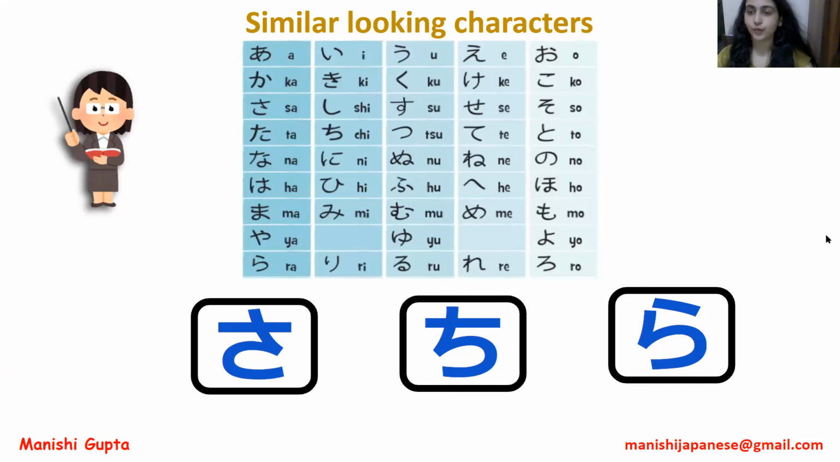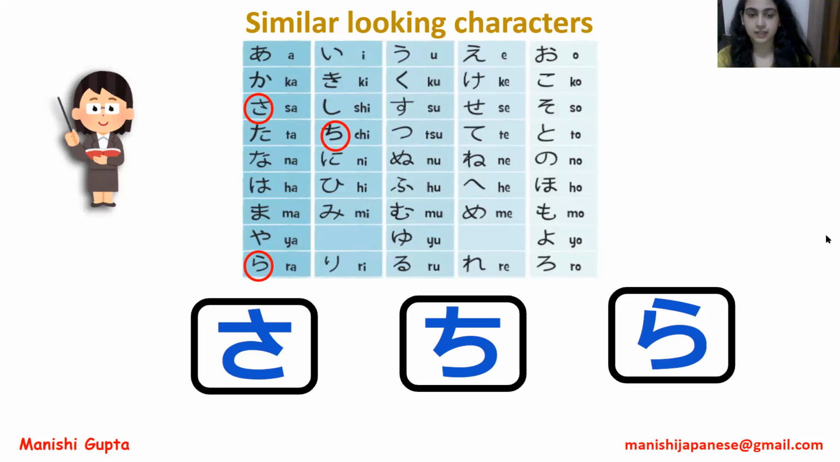Next, now we will be looking at the similar characters. Of course, these three look very similar. So let's see what these characters are first. The first one is Sa, second is Chi, and the third one, which we are doing today, is Ra. So Sa and Chi, the difference I have already mentioned in the previous video where we did the Sa line as well as the Ta line.